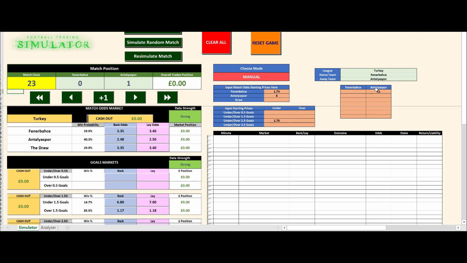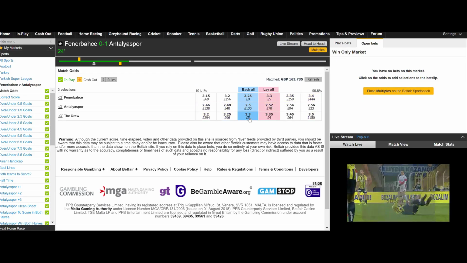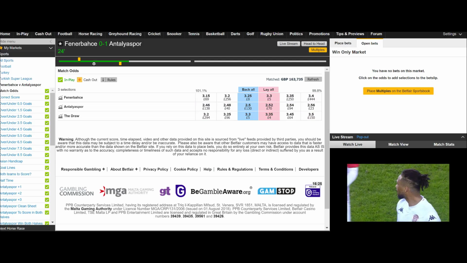Okay, we put in the goal that Antalyaspor scored at 11 minutes, and you can see that these are the prices. And if we just tick it forward every minute, it's going to show us where the prices are going to move to in the meantime. Okay, so let me just check on that price there. So Antalyaspor available to lay at 2.52.